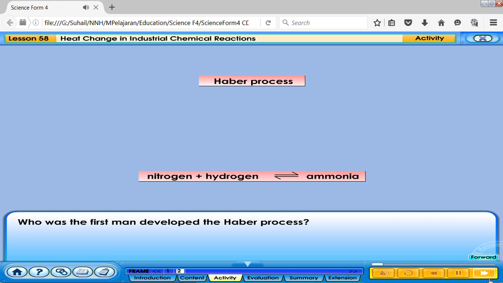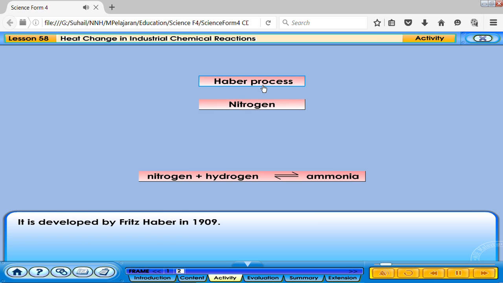Who was the first man to develop the Haber process? Click Haber Process to find out. It was developed by Fritz Haber in 1909.